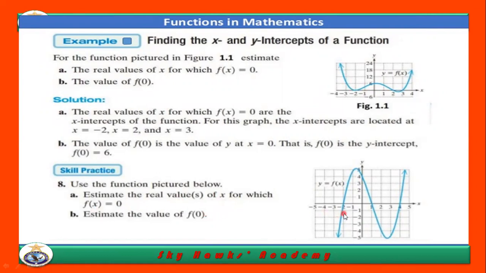So for skill practice, use the function practice below: estimate the real values of x for which f is equal to 0, and estimate the value of f(0). These types of functions are also given in those screenshots.